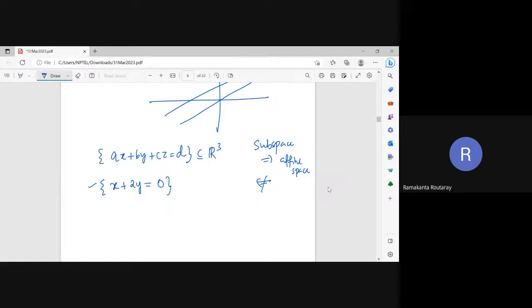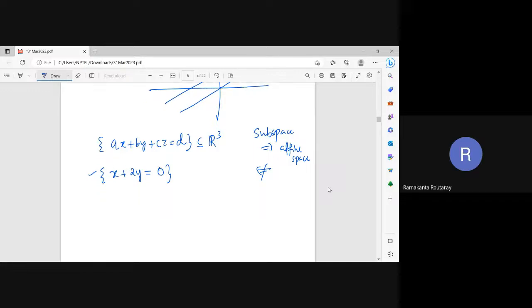Let us say the below equation is x, and if I see the upper one, it is a times x. Similarly, here it is 2y and there it is b. So this a is 1 here, and this b is 2 here. That's all. Similarly, it is 0 in the first equation and there is d. So d is also 0, right? Then it is an affine subspace.